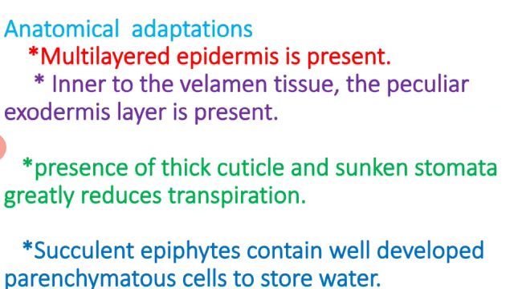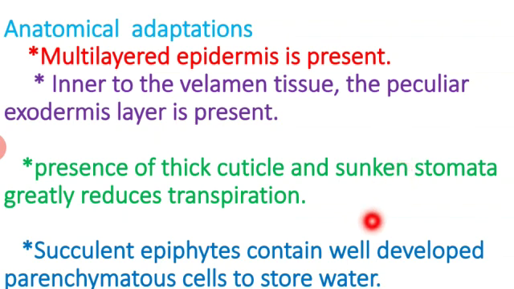Okay, so next one, anatomical adaptations of epiphytes. Here multilayered epidermis is present in the anatomical structure. Inner to the velamen tissue you can find the exodermis layer, as I have already shown you, and the presence of a thick cuticle, and it has sunken stomata, a tumbler shaped structure of stomata, which helps to reduce transpiration in the plants. Excess water is sent out, and that process is named transpiration. So this reduces the transpiration process due to the presence of sunken stomata.